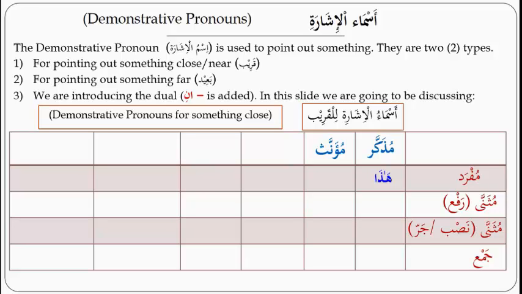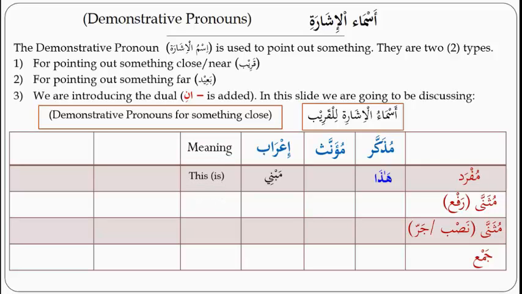Mufrad mudhakkar, what is it represented by? Hadha. Ismul ishara lil qareeb. Mufrad mudhakkar is hadha. And hadha, the i'rab for it is that it is mabni. No matter what condition, what situation it is in a sentence, in what position it falls, it will remain like that all the time. Hadha. It is built like that. That is what mabni means. There is no declension. Okay?